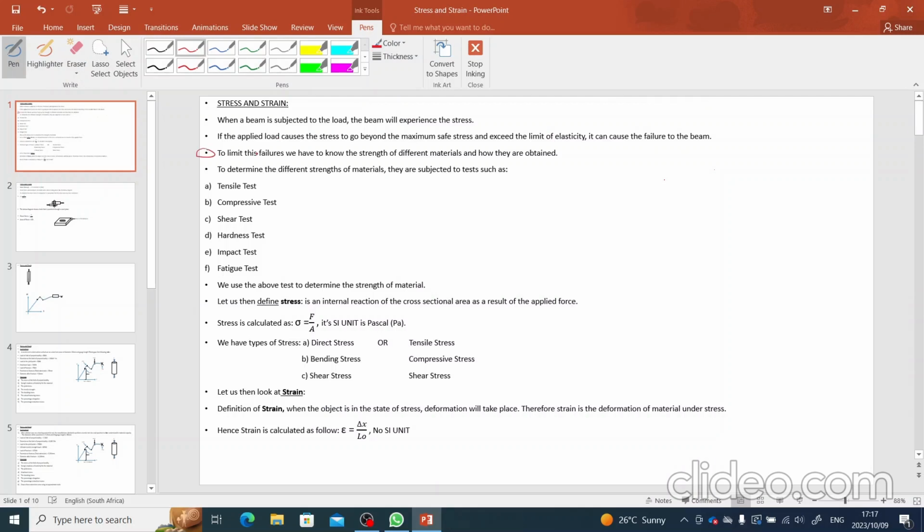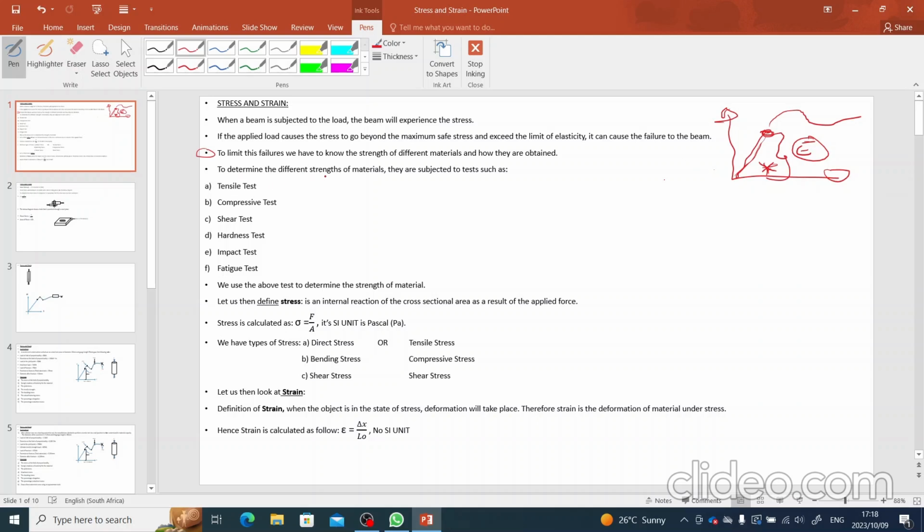Then the third statement said to limit this failure, we have to know the strength of different materials and how they are obtained. Now, this is where we get the strength of material under that tangent line, where the limit of proportionality, upper yield, lower yield, the fracture. That's where we get strength of material, where Hooke's law is. Now we use Young's modulus to determine the strength of material. This point indicates this part of the region of your stress and strain graph.